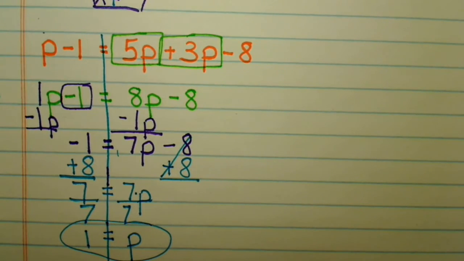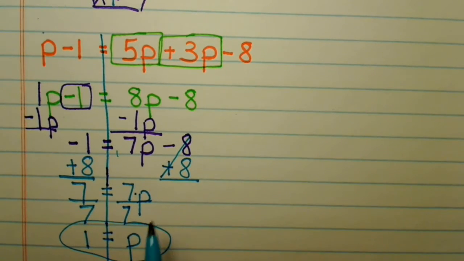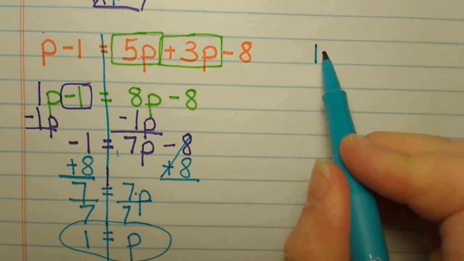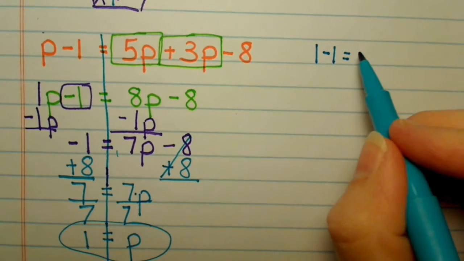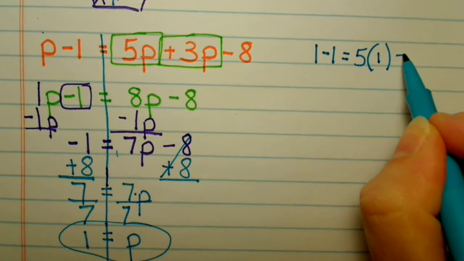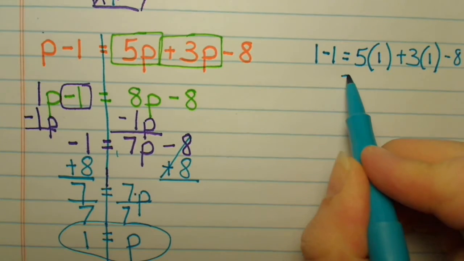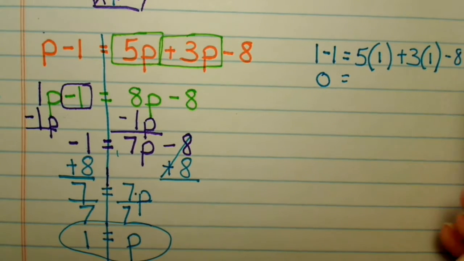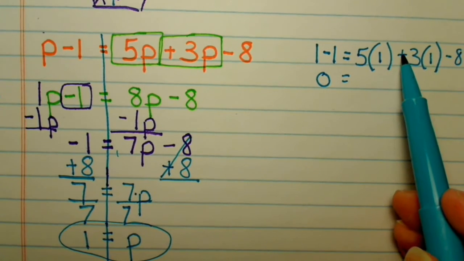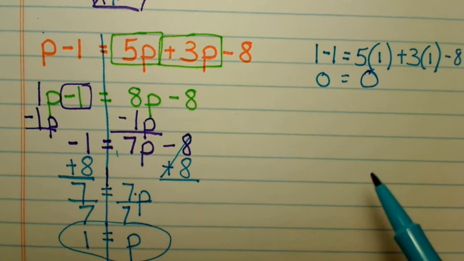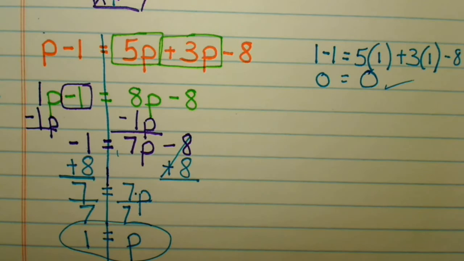All right, I can go back up in my problem and I can check and see if that's right. So I'm going to take that 1 and I'm going to substitute it in for each p. So that's going to give me 1 minus 1 equals 5 times 1 plus 3 times 1 minus 8. 1 minus 1 is 0. 5 times 1 is 5. Plus 3 times 1 is 3. So 5 plus 3 is 8. And 8 minus 8 is 0. So yes, that is the correct answer.